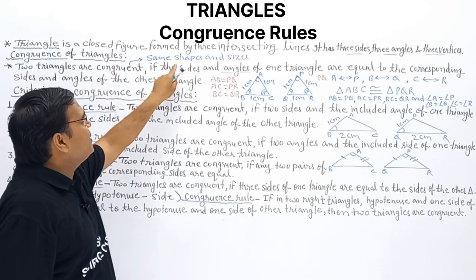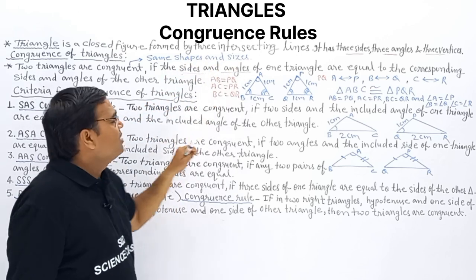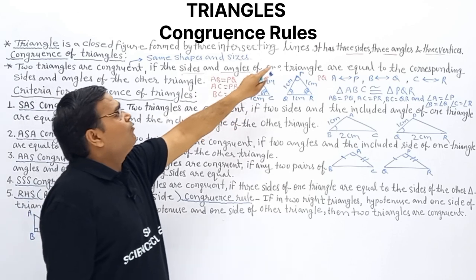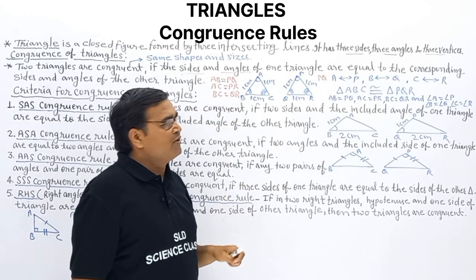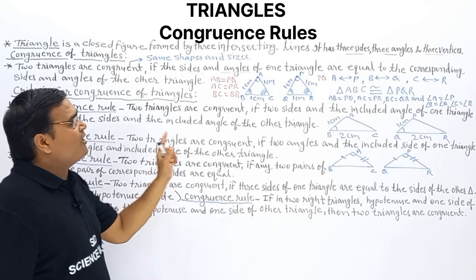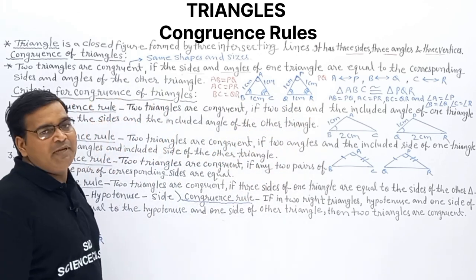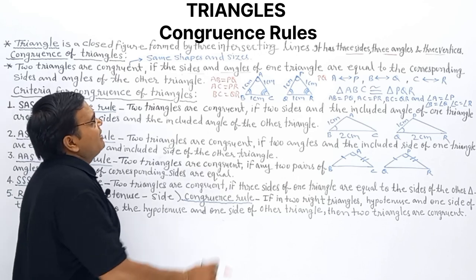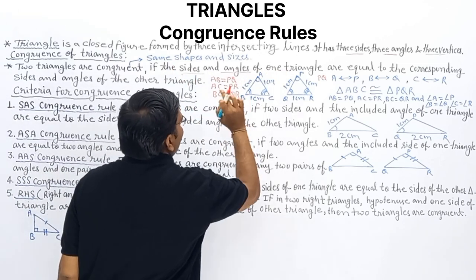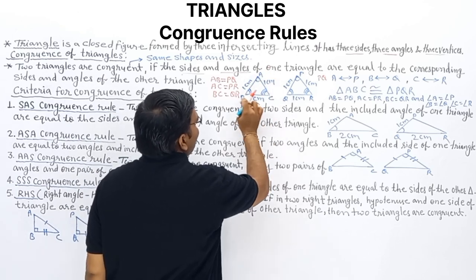Congruent means two figures are congruent if they have the same shape and size. But when we talk about triangles, triangles have three what? Sides and three angles. So if the corresponding parts of one triangle are equal to the other one, then we can say they are congruent.